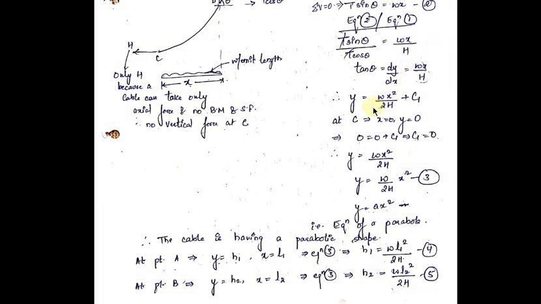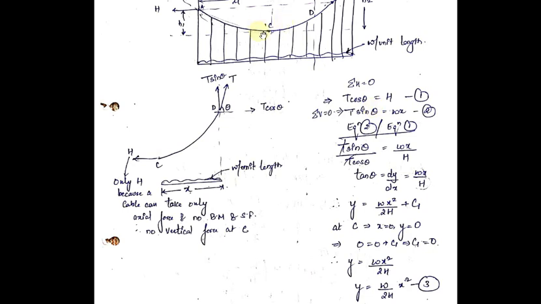Now we have taken point C as the origin. So at C, x will be equal to 0 and y will also be equal to 0. In this equation, y equals wx square upon 2h plus c1, we put y and x as 0. After putting the values, we get c1 equal to 0. And when we put the value of c1 equal to 0 back into this equation, we get y equal to wx square upon 2h.